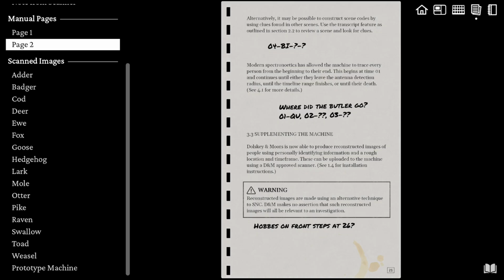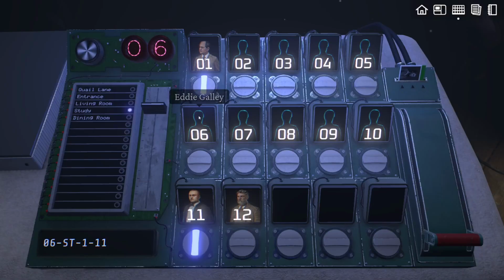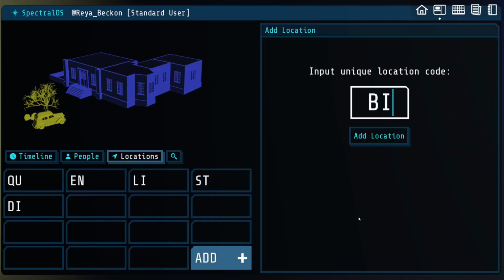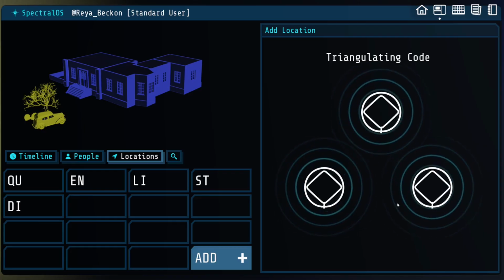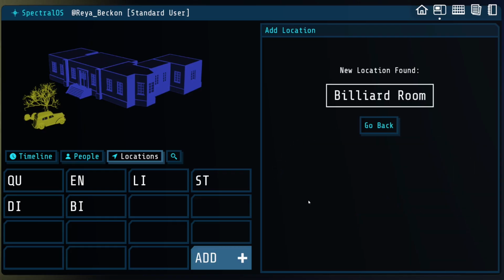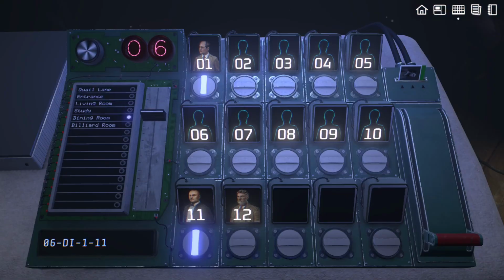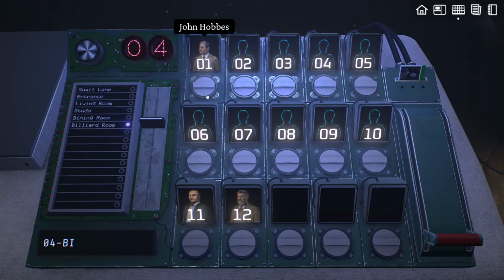Okay, so let's check the BI. First Eddie as a location. Yep. And now we can tell that we want to go to the billiard room as a 4 because we were in the living room as 3. And we want Helen, who is this switch, and Eddie.